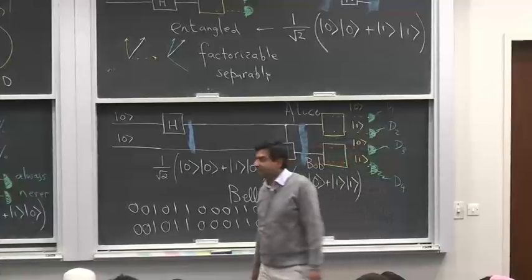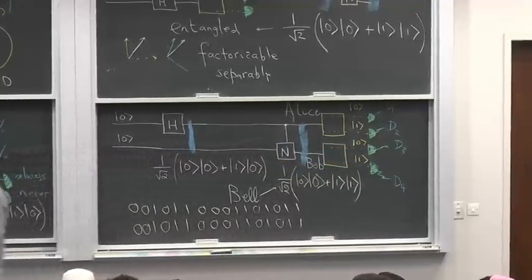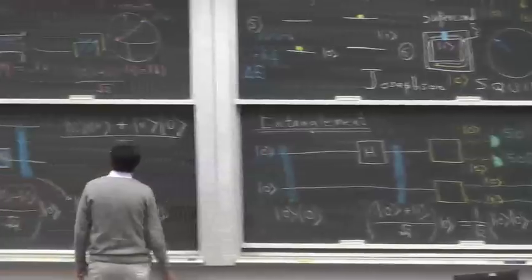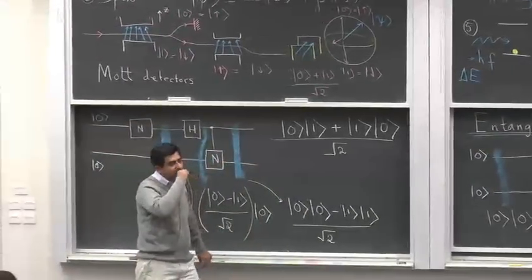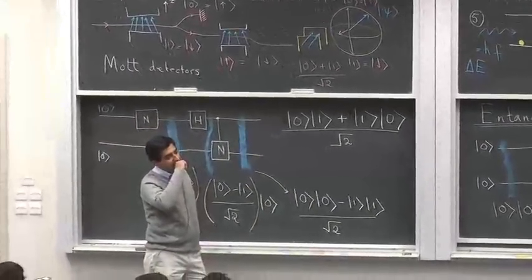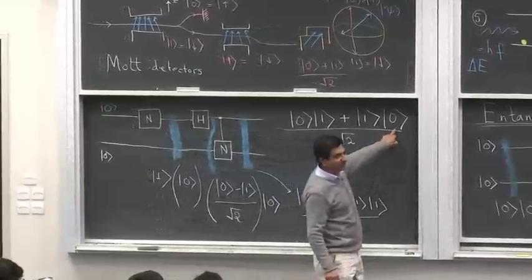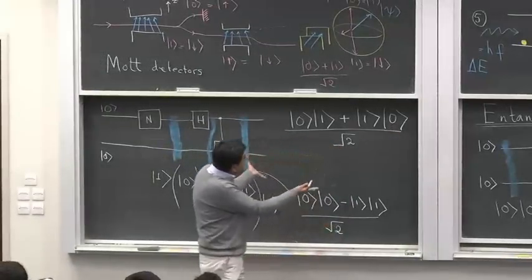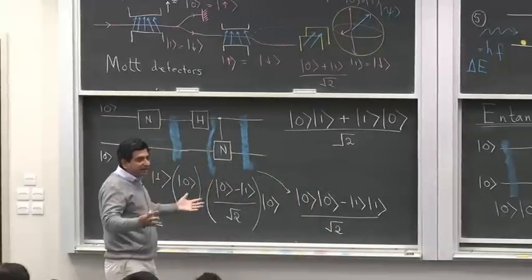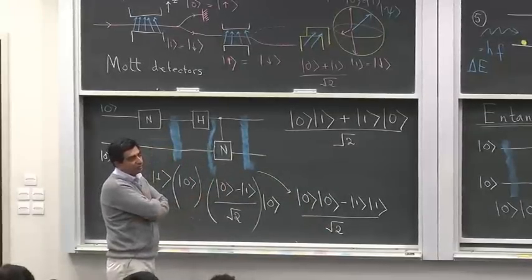Yes? This state? How? What's the state of the first qubit? So can you factorize this into the first qubit brackets with the second qubit? No.